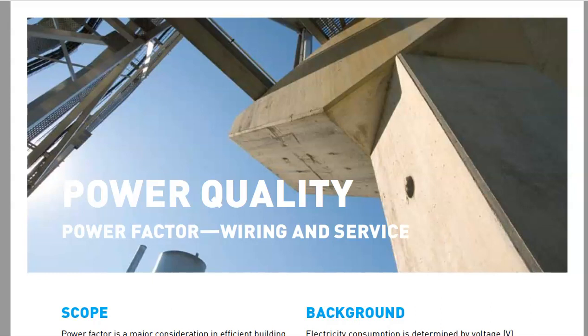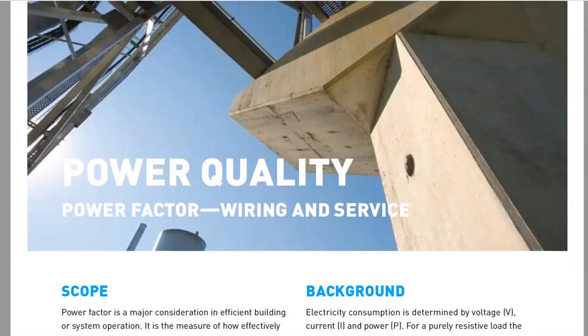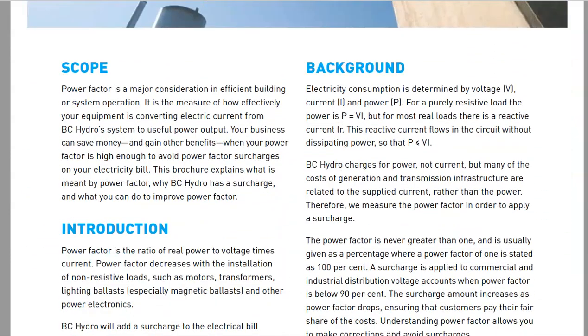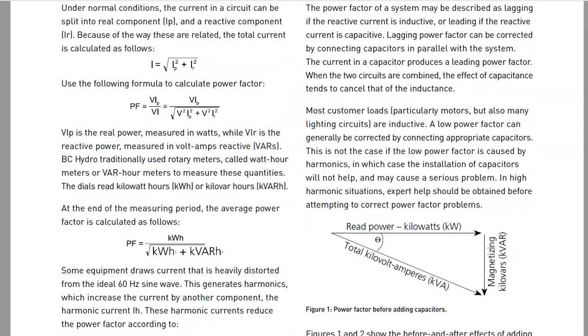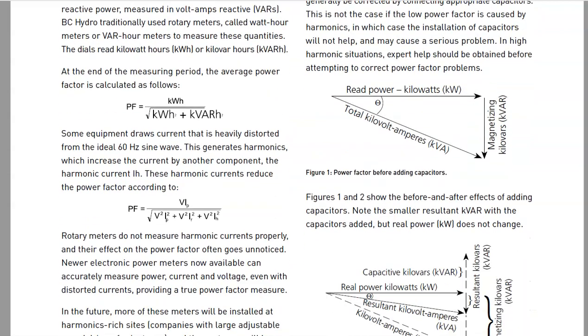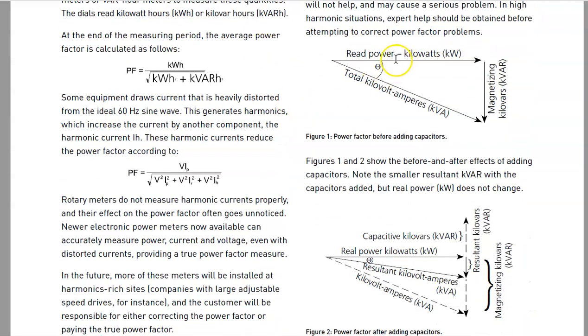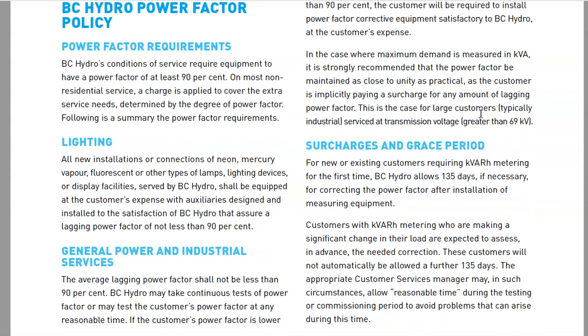It talks about power quality, power factor, wiring, and service, and how that is going to affect what your relationship is like with BC Hydro, aka are they going to charge you lots of money or very little? And they go through a bunch of stuff on what power factor is. Look at that, all formulas that we've seen over here: power factor, kilowatts, kVars. This is supposed to say real power, by the way. Magnetizing kVars, etc. And then they talk about what causes these things: lighting, general power, and industrial services.